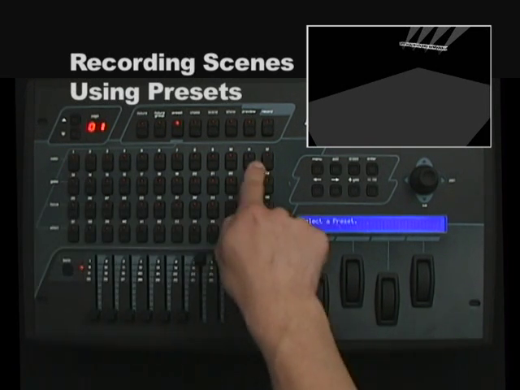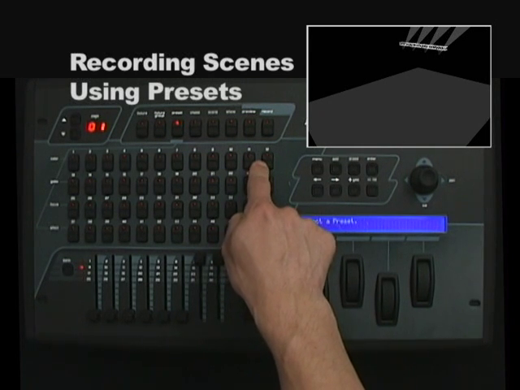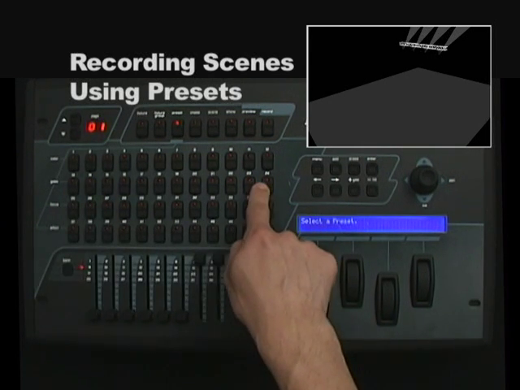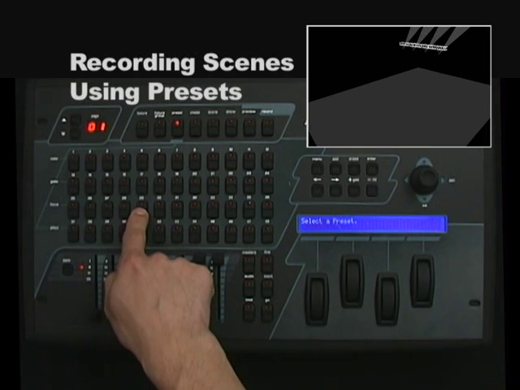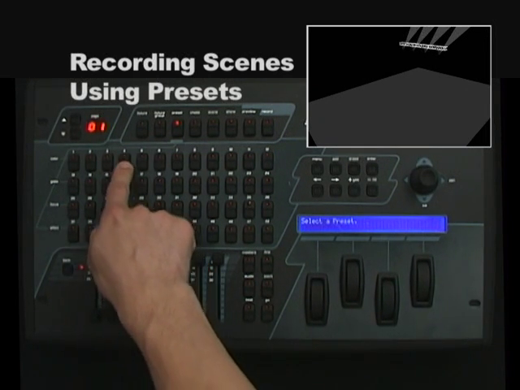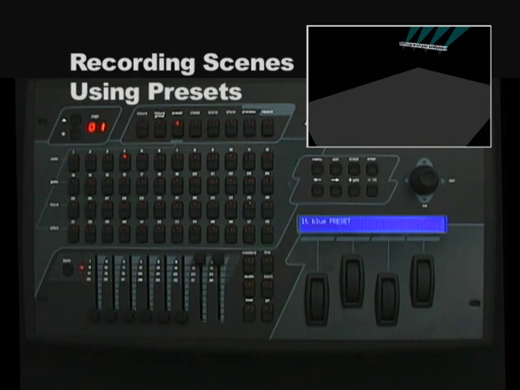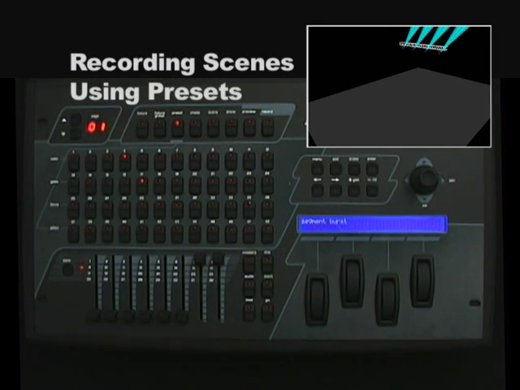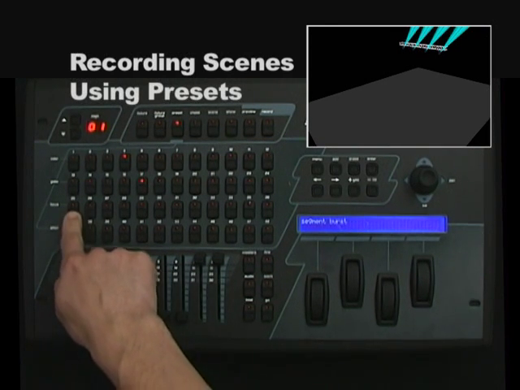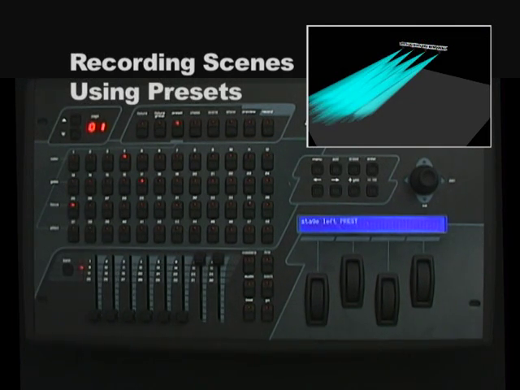My color presets are on the top row, my Gobo presets are on the second row, and I recorded a couple of focus presets on the third row. I'll select button 4 for a light blue preset. I'll select button 17 for a Gobo preset. I can then select a focus preset with the third row.